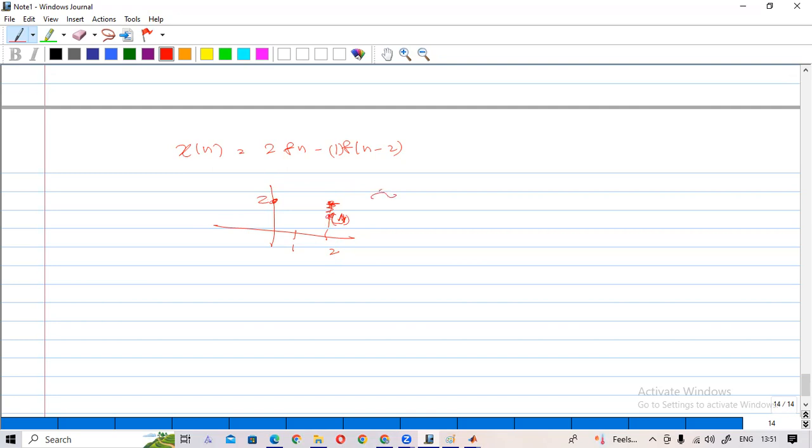Now you have to find the Fourier transform of this signal. To find the Fourier transform, what you have to do? X(omega) is equal to the sum over n from minus infinity to plus infinity of x[n] e to the power minus j omega n. So this you have to add. Very easy. For n from minus infinity, here it will be 0, and up to plus infinity it will be 0. So you have to add them from 0 to 2: the sum for n from 0 to 2 of x[n] e to the power minus j omega n.